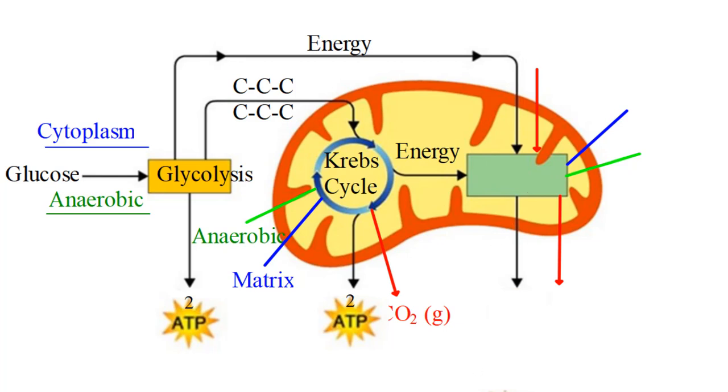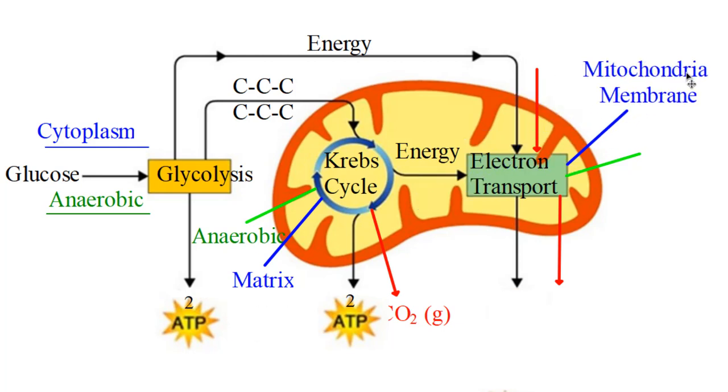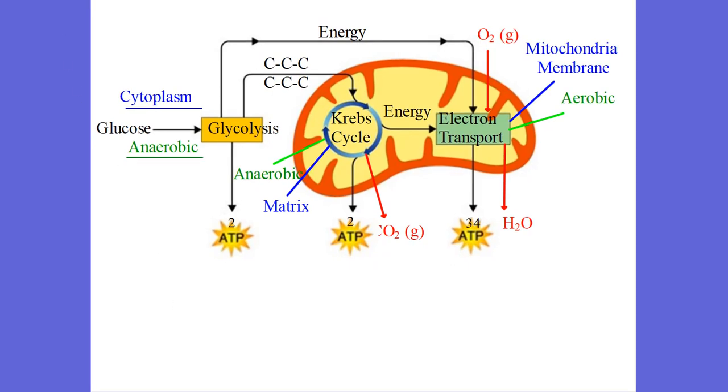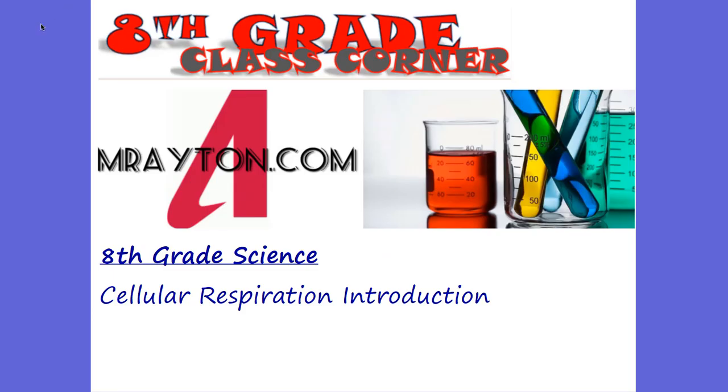And then we come into stage 2. Stage 2 is called the electron transport. And where is the electron transport happening? It's happening in the mitochondrial membrane. It is aerobic, which means we need O2 coming in. And you can see O2 is a reactant here in stage 2. What we get coming off is water and 34 molecules of ATP. And that is the overview of cellular respiration.